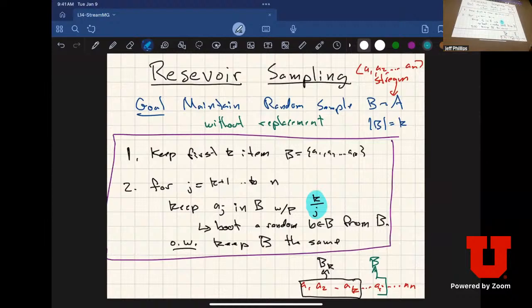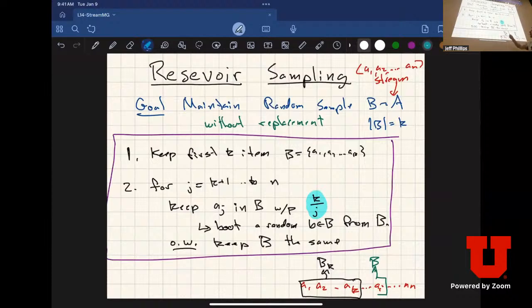Okay, and you can prove this. It's a few lines of calculation. I'm not going to do it, but you can prove it inductively. You can say, look at the j-th thing that I'm currently seeing, and I want at the end of this step to keep it with probability k over j. Correct? That's the right probability to keep it.